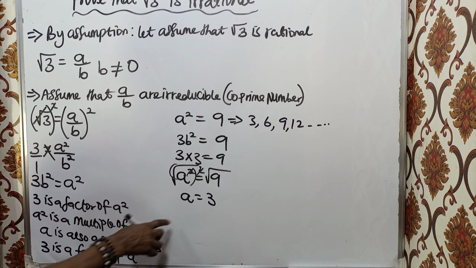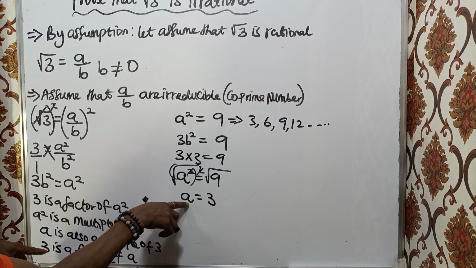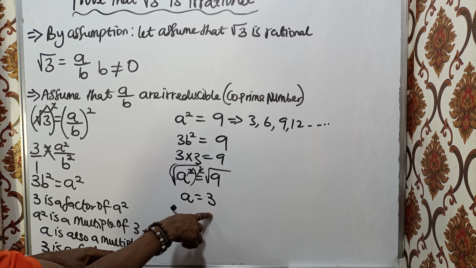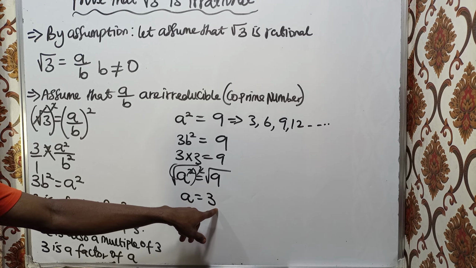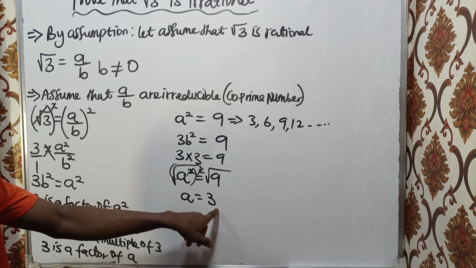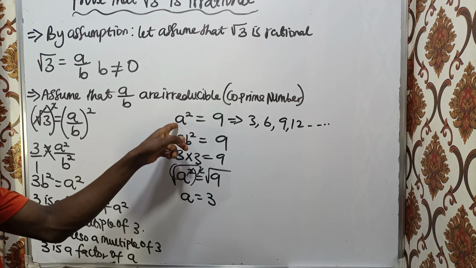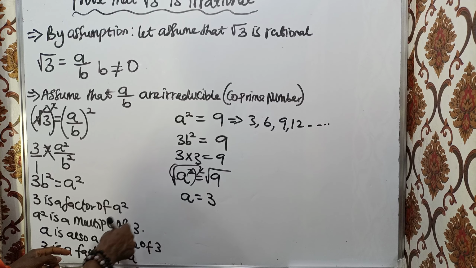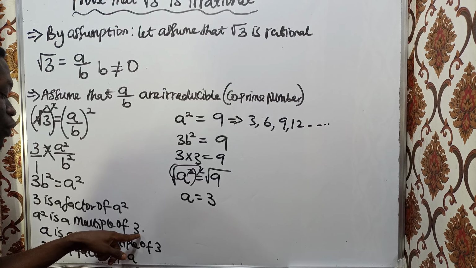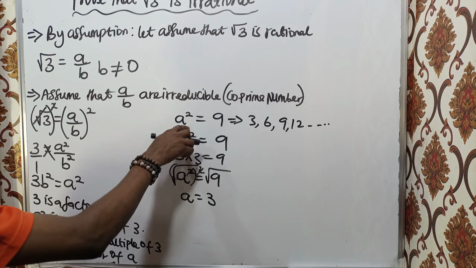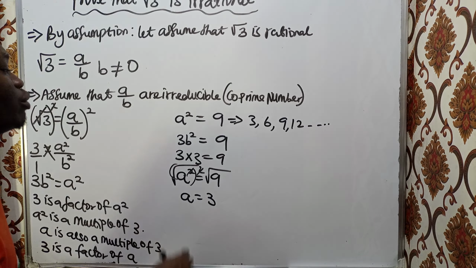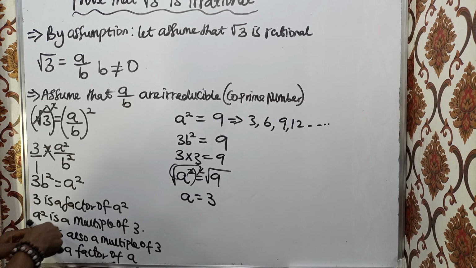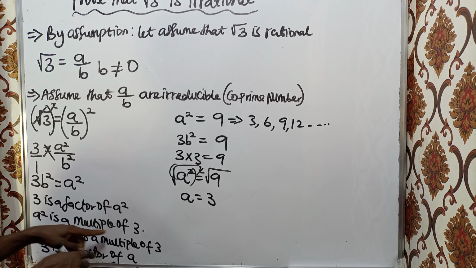If this A is a multiple of 3, have you seen it now? A is a multiple of what? 3. From here, we got A squared is equal to 9, and we say that A squared is a multiple of 3. We assume that A squared is equal to 9. You can pick any other value from there. Now, A squared is a multiple of 3.